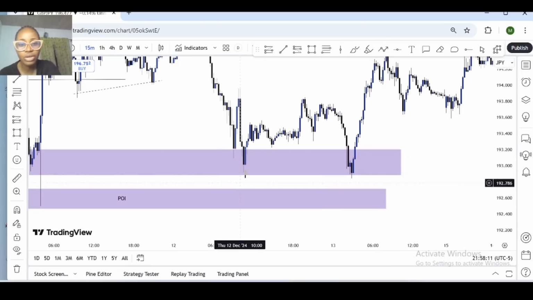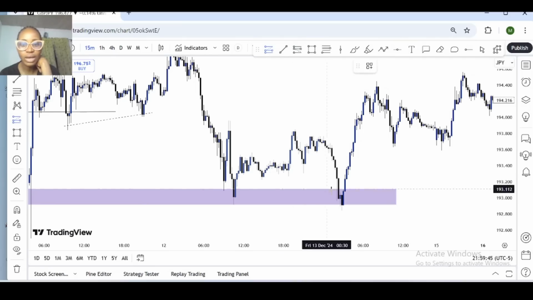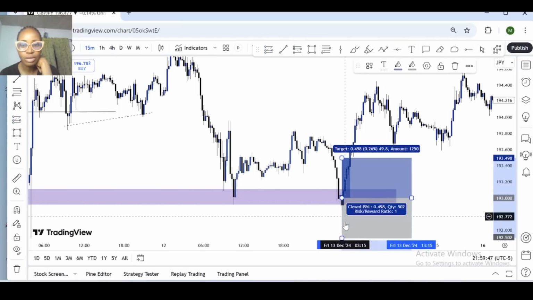Now, this point, you can see here, price engineered liquidity at this zone, came all the way, tapped into this zone here before the next push to the upside, right? I'll pick an entry here, right?